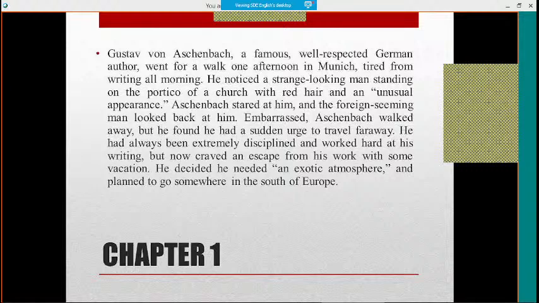One morning, this central protagonist, Gustav, I'll call him Gustav from now on, was walking to get a rest from his demanding session of writing. He was writing all the time, so he was very tired from writing all morning, and he decided to take a walk one afternoon in order to clear his mind.